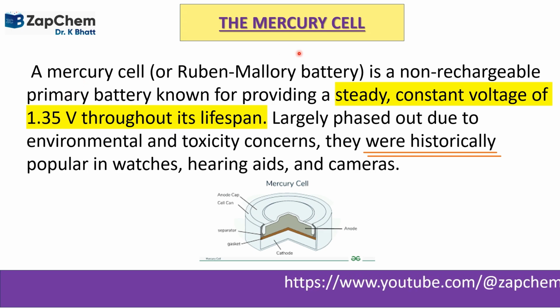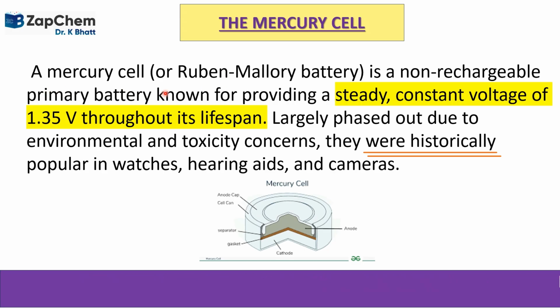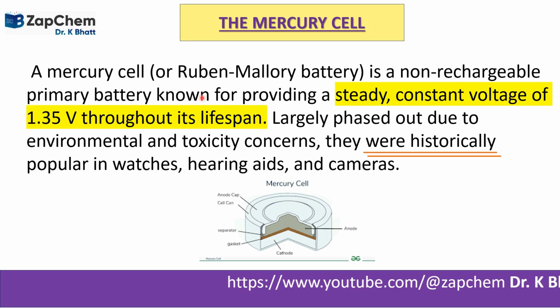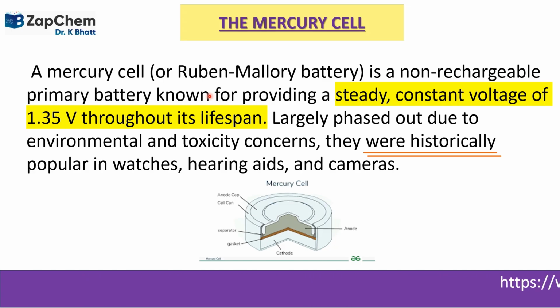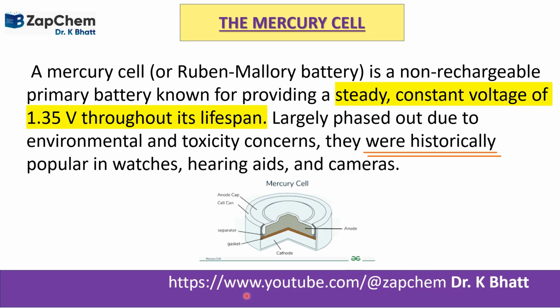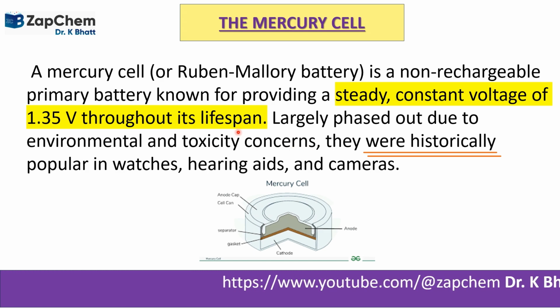There are several types of button cells. One common button cell, which was also known as the Ruben-Mallory battery, is a non-rechargeable primary battery. Non-rechargeable means it is for one-time use, we cannot recharge it, but the advantage is that it provides a steady constant voltage of 1.35 volts throughout its life span. The voltage does not decrease, it remains the same.